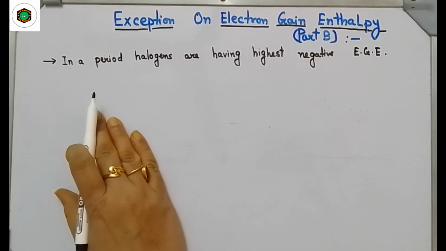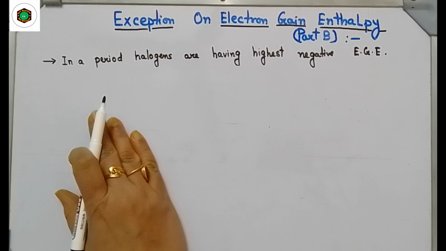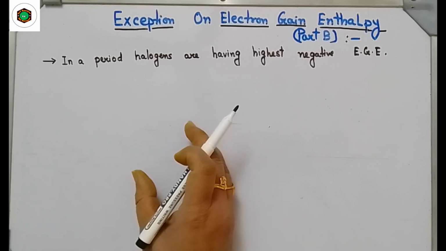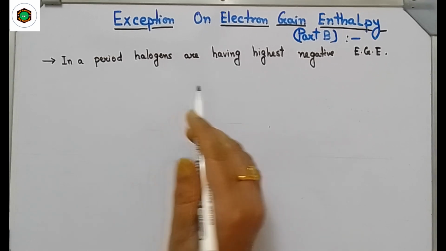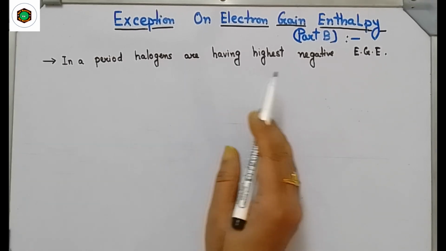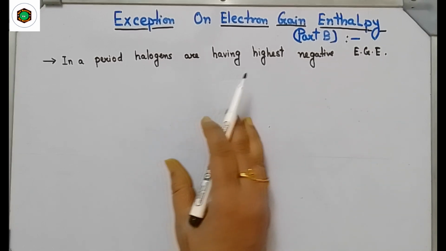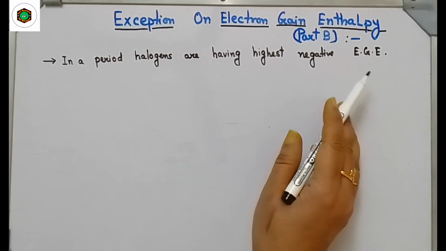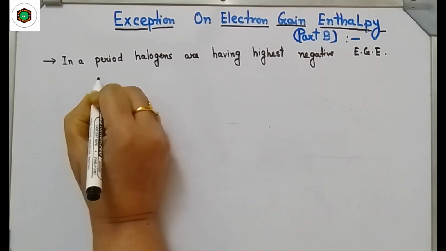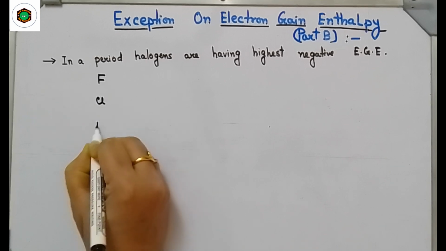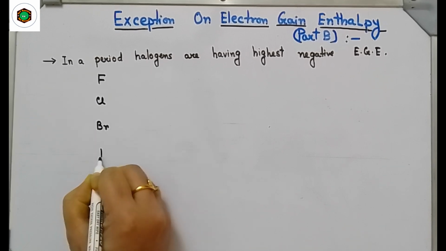In the previous lecture, we have seen in the periodic table, along a period from left to right, the size of the atoms decreases and the negative value of electron gain enthalpy will increase. So, in a period, halogens have the highest negative electron gain enthalpy values. Now consider group 17: fluorine, chlorine, bromine, iodine, the halogens.